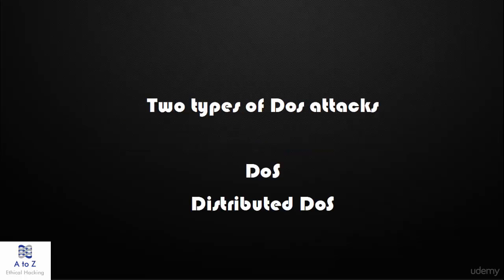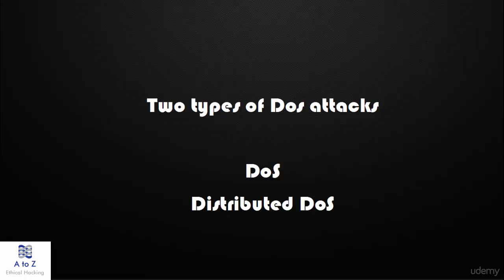There are basically two types of DOS attacks. The first one is just DOS and the second one is distributed DOS. A DOS attack is performed by a single host, whereas distributed DOS is performed by a number of compromised machines that all target the same victim. It floods the network with data packets.